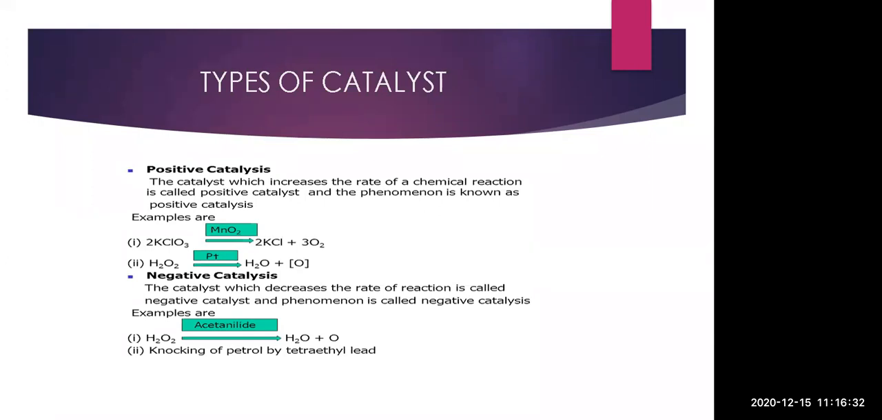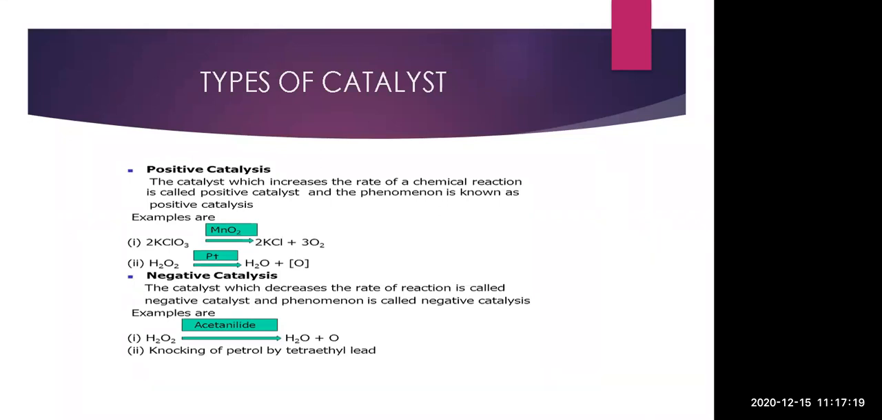Here the catalyst which decreases the rate of reaction is known as the negative catalyst, and the phenomenon is called negative catalysis. There are a few catalysts which increase the rate of reaction and a few which decrease it. These are some examples of positive and negative catalysts. For the negative catalyst, when we want to break down H2O2 into water molecule and oxygen but want to decrease the rate of reaction, we don't want it fast, we want to slow down the reaction. For that case, we add a negative catalyst.